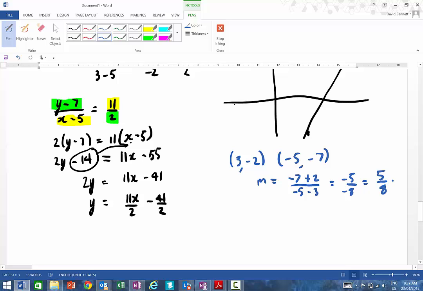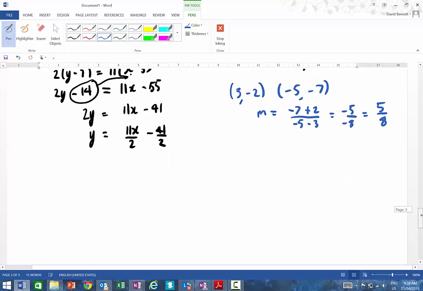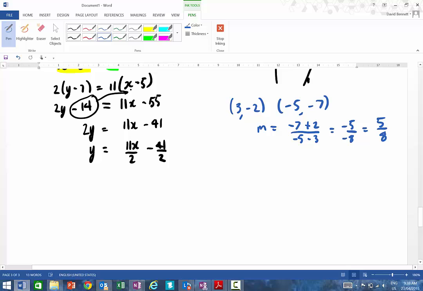Not everything is going to turn out nicely. Sometimes you'll get whole numbers, which makes life a little bit easier. Let's choose this point here for this example, just so we can deal with negatives inside our bracket. So it's going to be simply y take the y coordinate, y take -7, so y plus 7, x take -5, x plus 5, and that's equal to 5 on 8. I'm going to cross multiply.